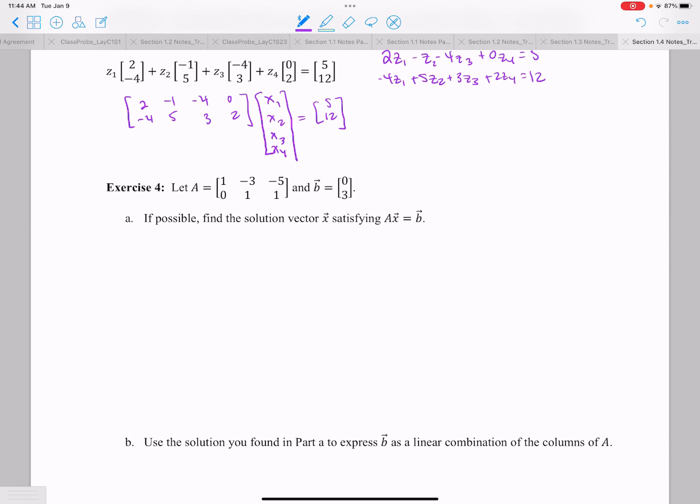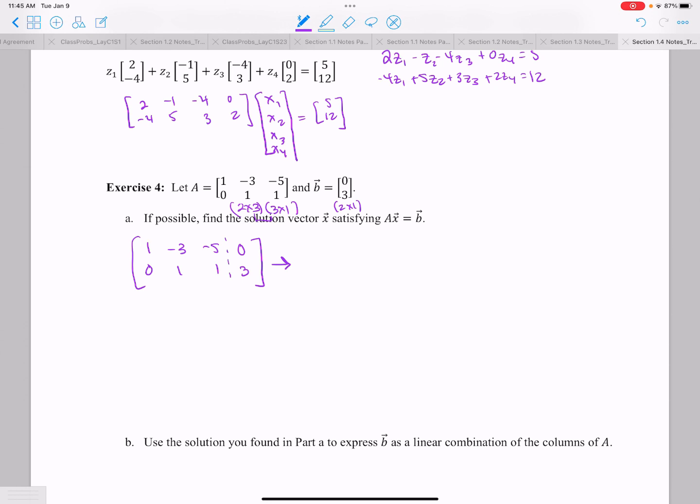In example 4, we are asked to find the solution of Ax equals b. So we're given A, and we're trying to find x. A is a 2 by 3 matrix, and b is a 2 by 1. So for my x, these inner dimensions have to match, so this has to be a 3, and this can be a 3 by 1. So I have 1, 0, negative 3, 1, negative 5, 1. I'm going to augment that with my b.